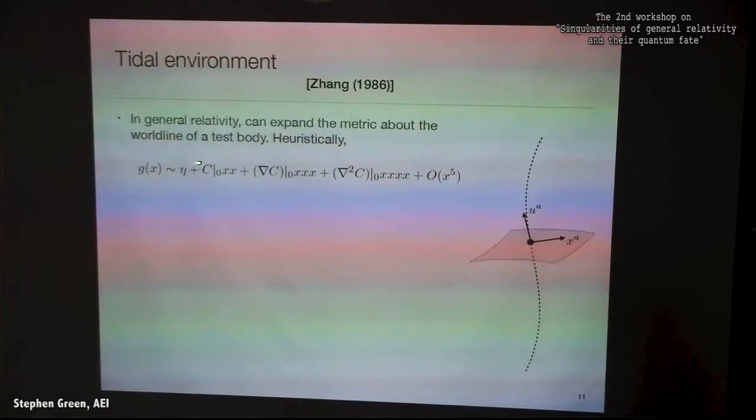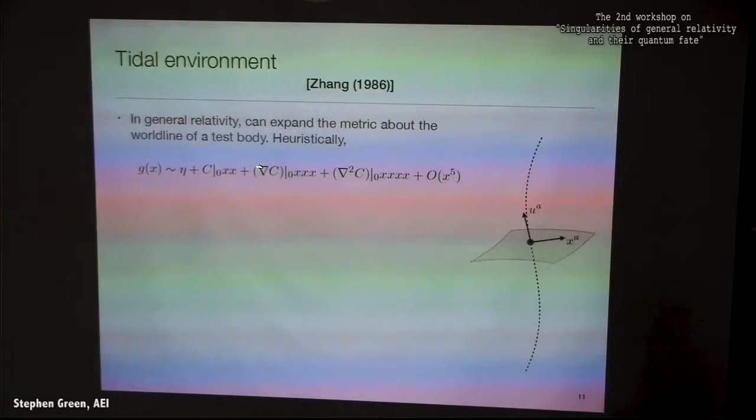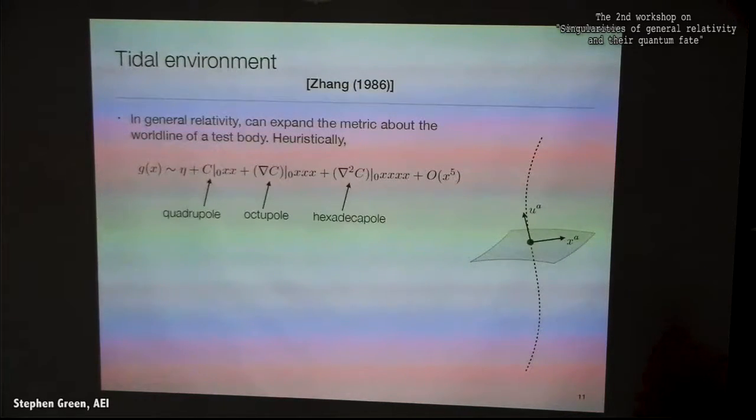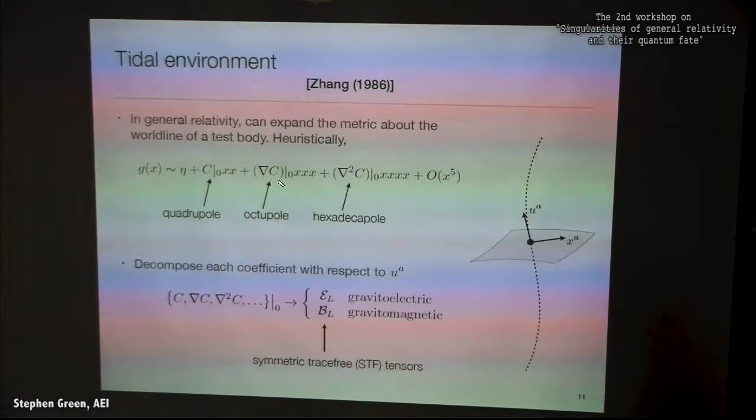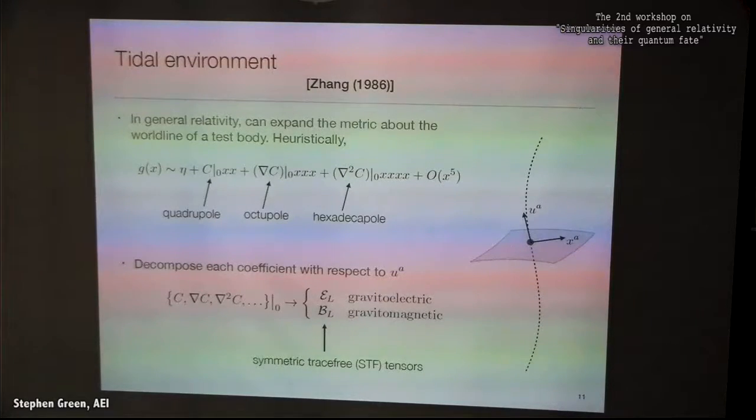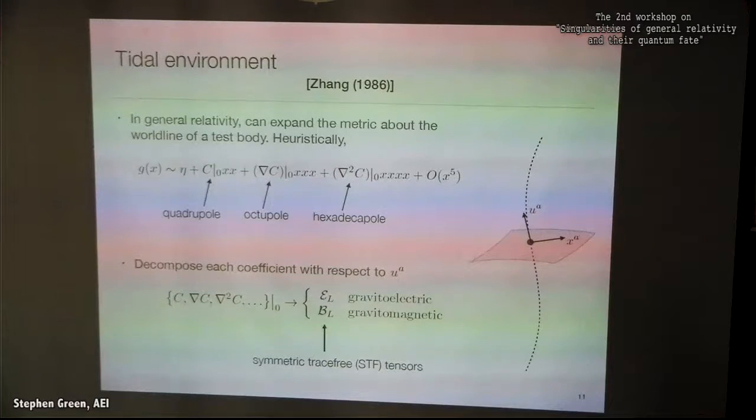You just expand in this Taylor series. The leading correction would be quadratic in x. It's the Weyl tensor times x squared. And then you get another correction, which is the gradient of the Weyl tensor times x cubed, and so on. So this is the quadrupole, the octupole, the hexadecapole corrections to the metric. Now we imagine, of course, that these quantities exist because there's some external matter distribution that's causing them.